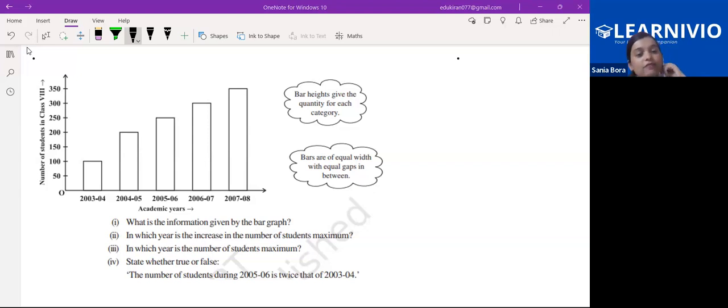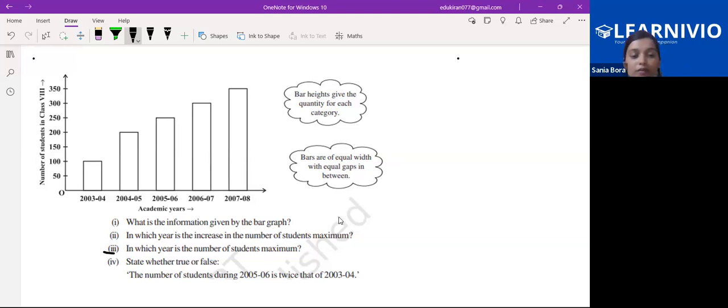Okay. Next, in which year is the number of students maximum? Chakrika. Oh, sorry. Yes, ma'am. Third one. In which year is the number of students minimum? 2007 to 2008. Okay.